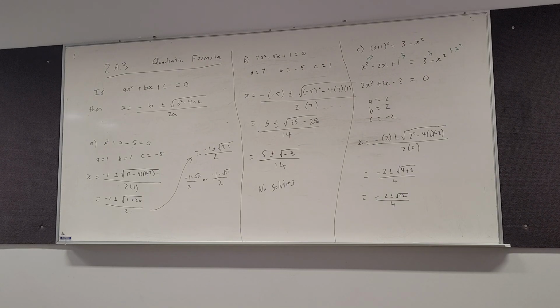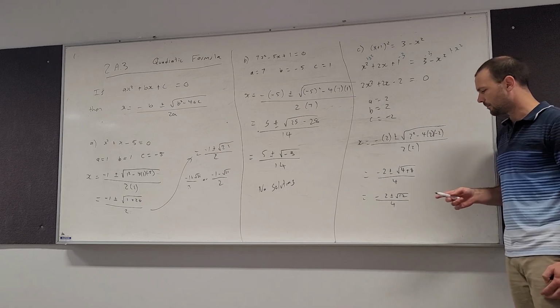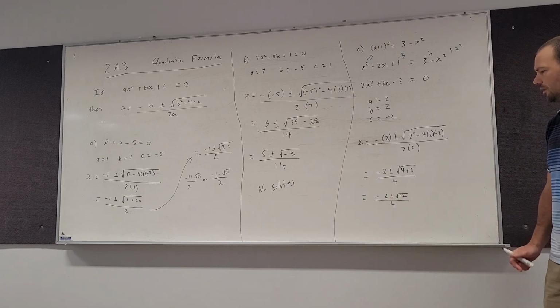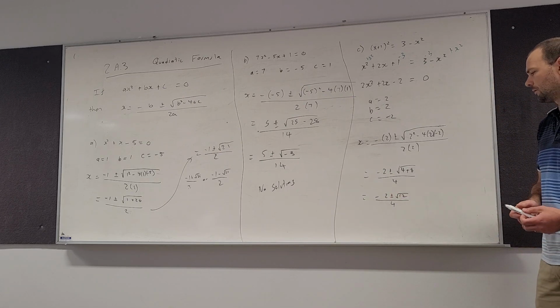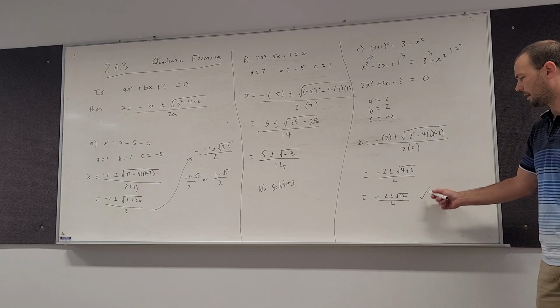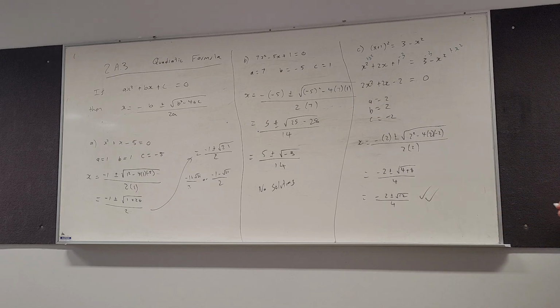All right, so the roots then are minus 2 plus root 12 on 4, and minus 2 take root 12 on 4. We'll give you full marks there. Cool, so that's the quadratic formula. Let's have a go at some of those questions, that exercise there, 2A.3.